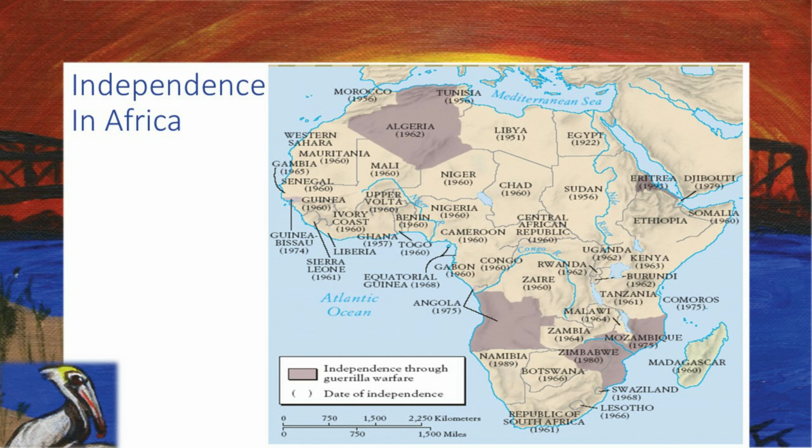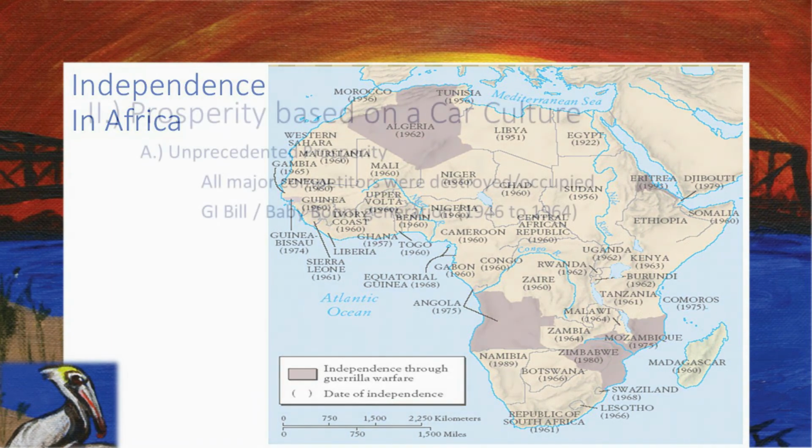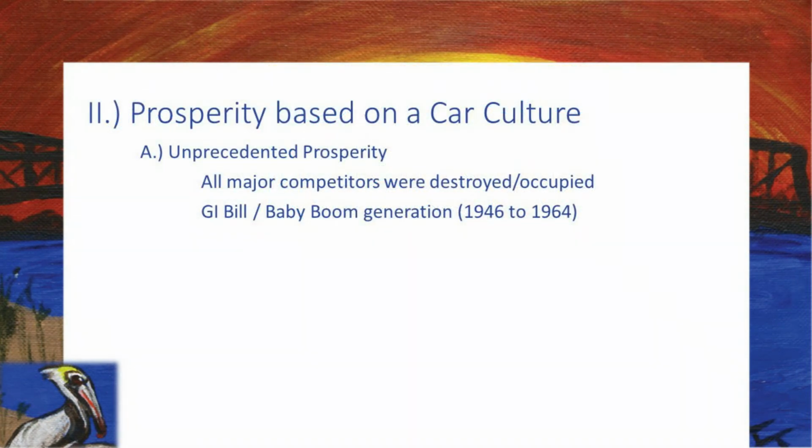Now, it was in the United States' best interest to figure out what type of governments were going to come to power in these nations. And that was not easy. Through this containment policy, the United States was going through an unprecedented prosperity. All major competitors were destroyed or occupied. And when soldiers returned home, they had what was called the GI Bill, which paid for all their tuition. They went to college. And this is known as the baby boomer generation, from 1946 to 1964. I'm part of that generation. I was born in 1963.